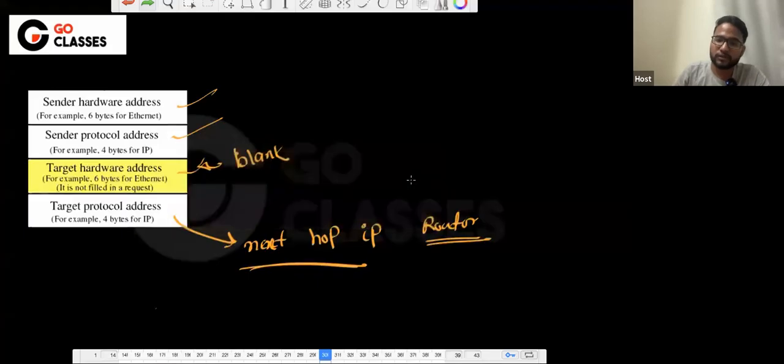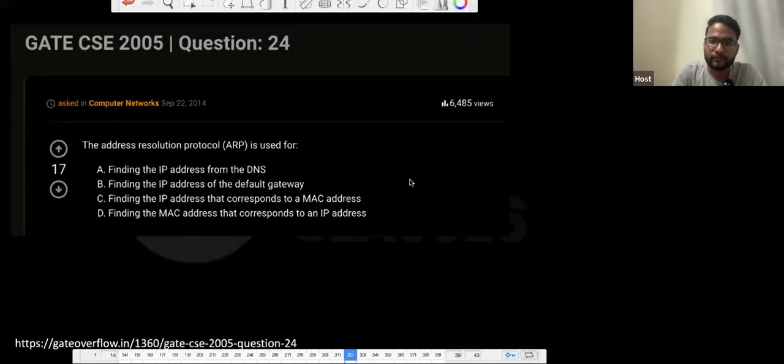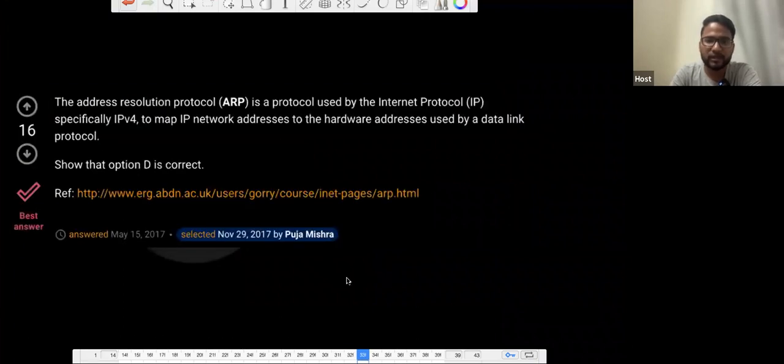Now let's see a few questions. The Address Resolution Protocol, ARP, is used for finding the MAC address corresponding to an IP address. So it is an easy question. D is the answer. Yeah, D is the correct answer.